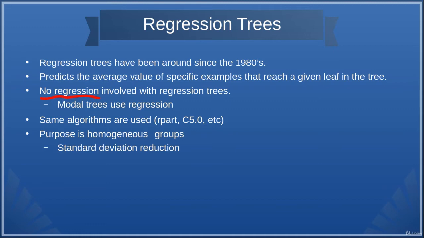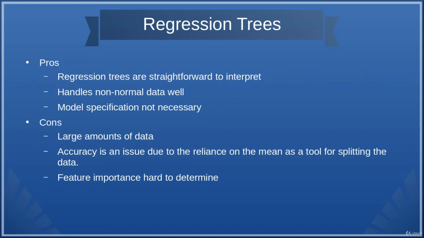Now, the primary goal here is homogeneous groups, and that is determined not by entropy as when you're doing classification, but rather by reducing the standard deviation. So as the standard deviation gets smaller and smaller, it indicates to the algorithm that the group is becoming more and more homogeneous. That is the primary goal there.